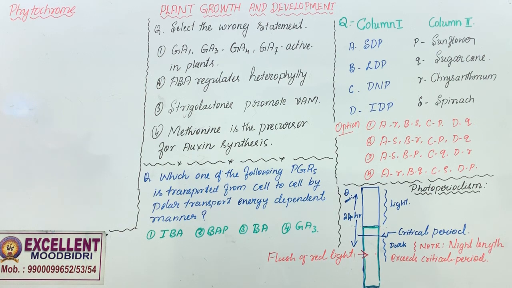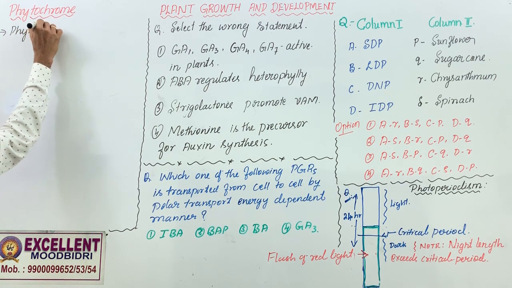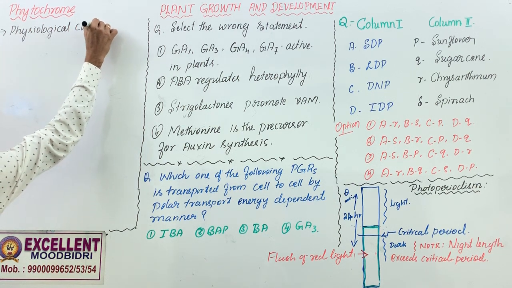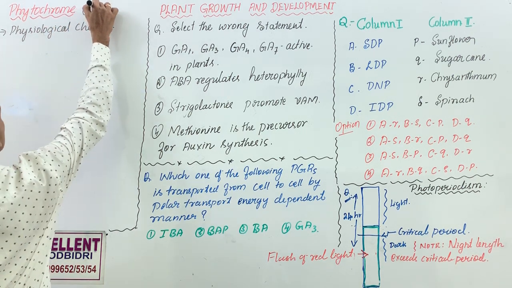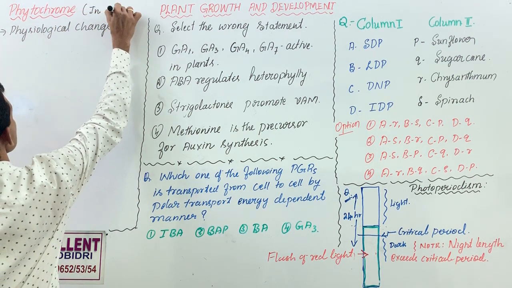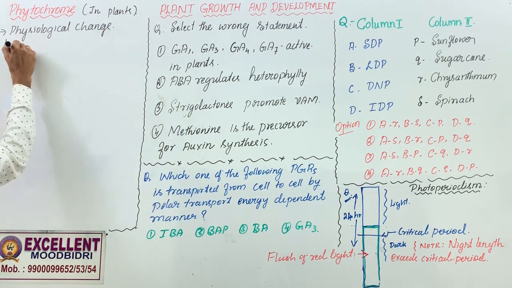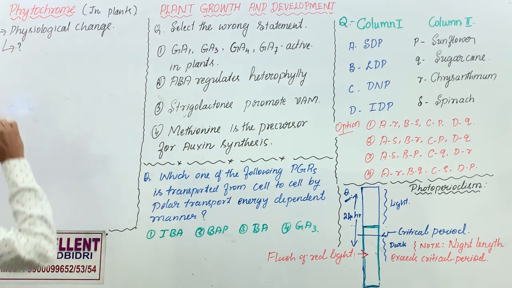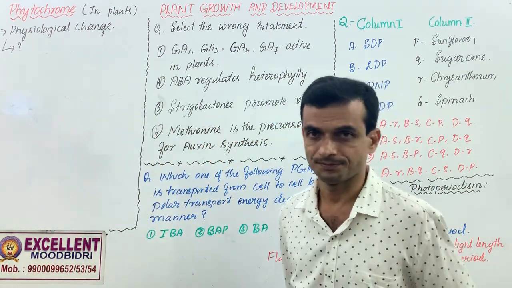Any physiological change in plants is controlled by phytochrome. That could be seed germination or flower formation or any other process of differentiation and development.